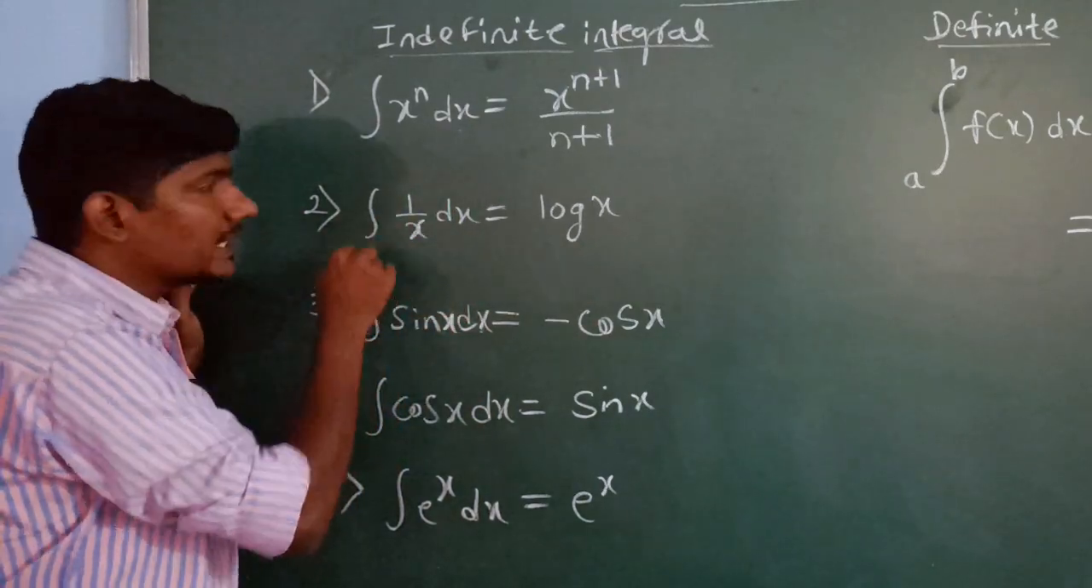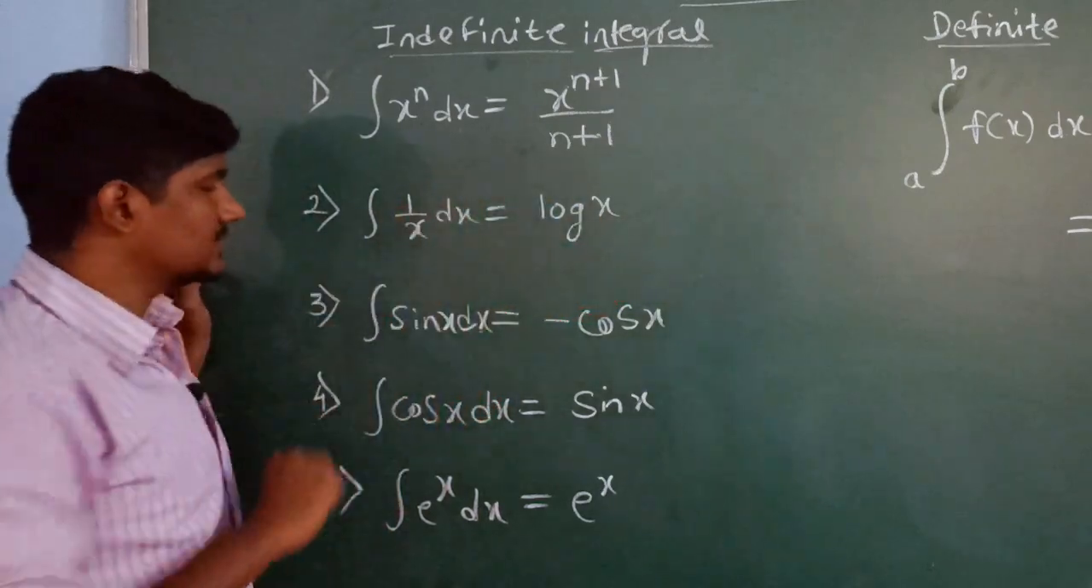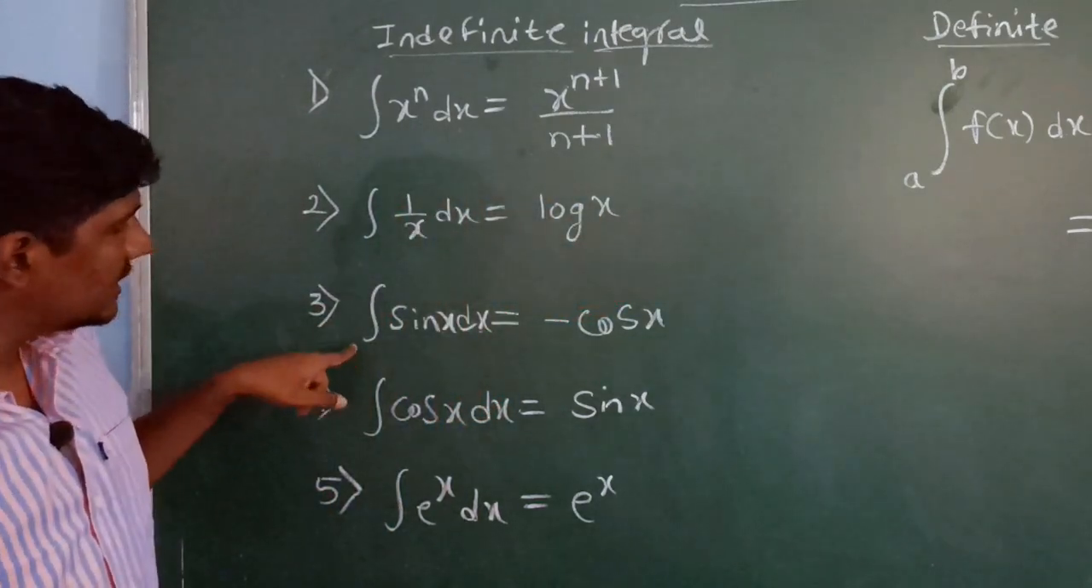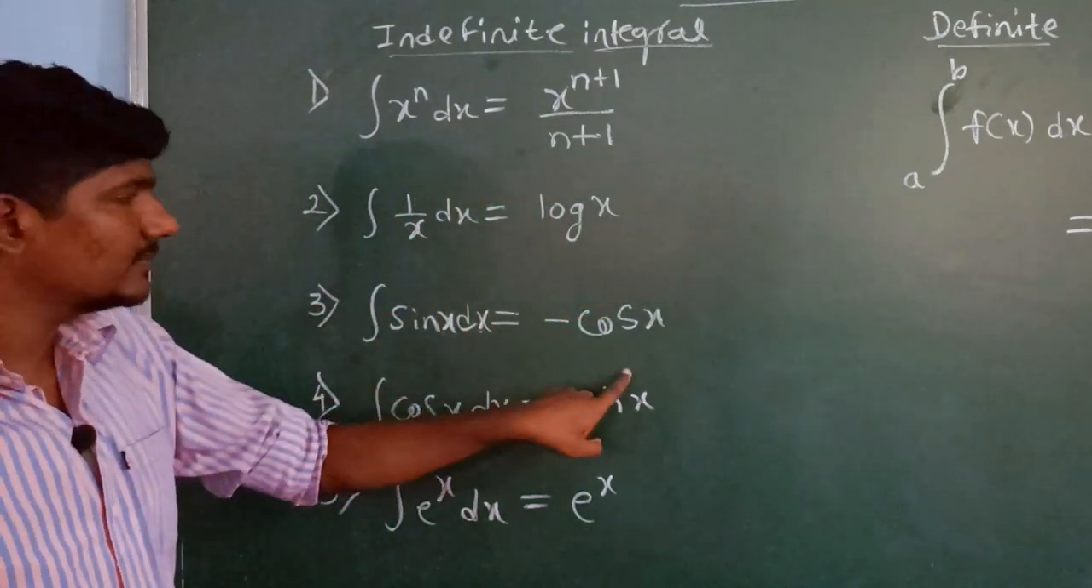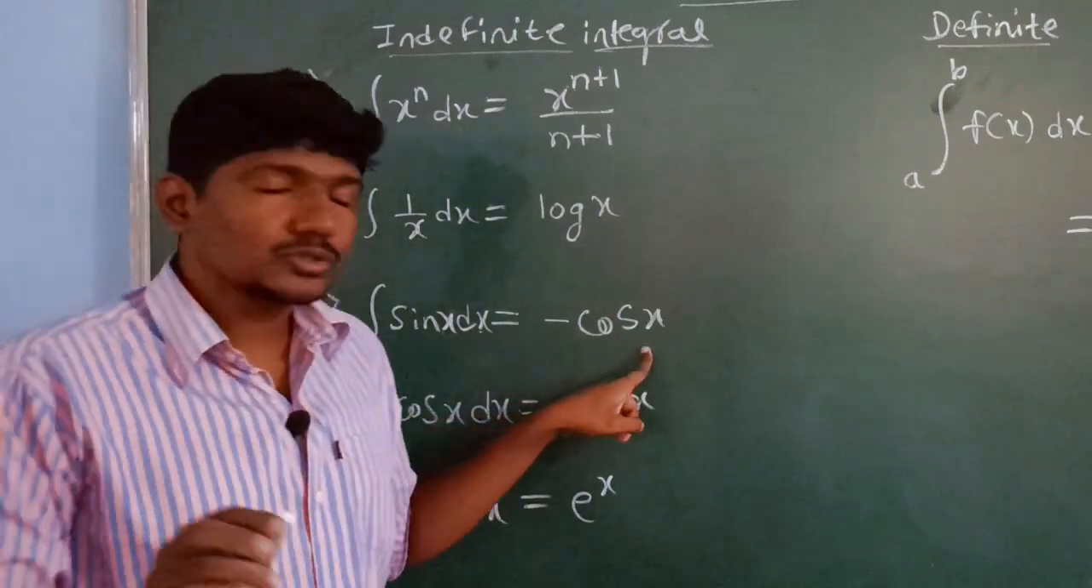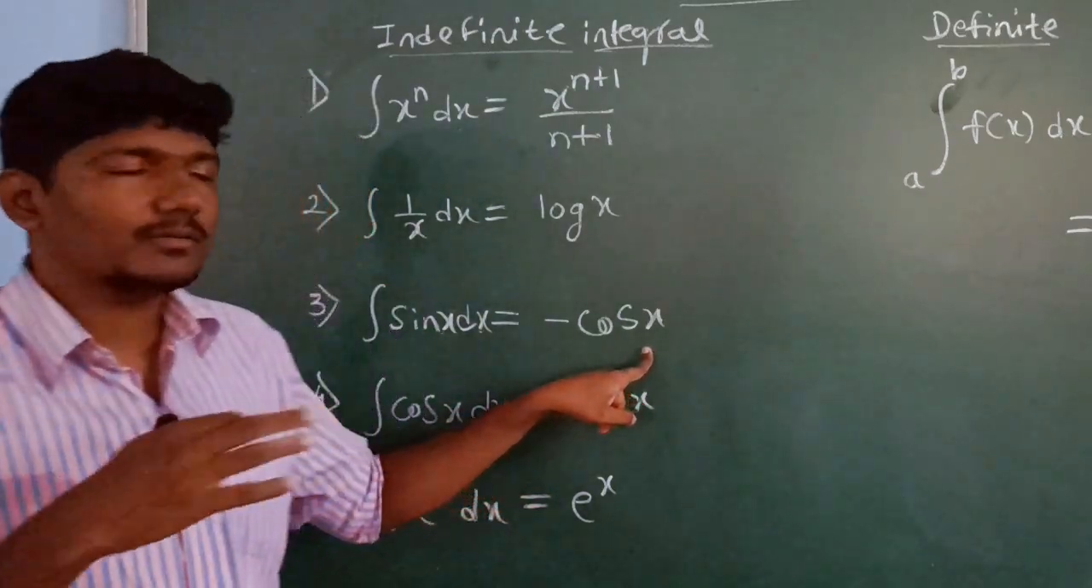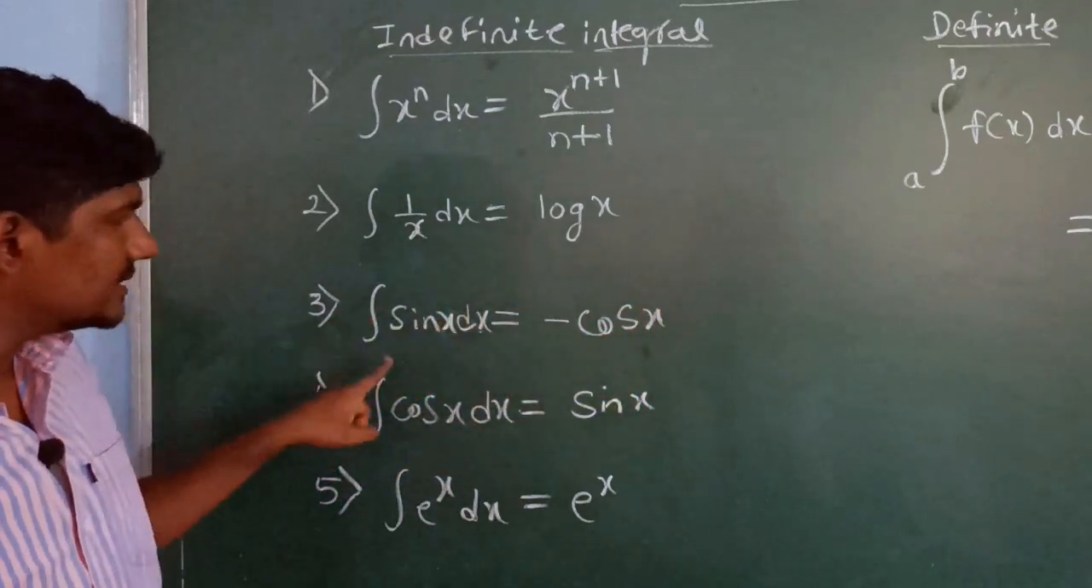Reverse process. Integration of 1 by x is what? Log x. Now the third one is integration of sin x dx. It is minus cos x. So those who remember the formula from differentiation, it is very easy.